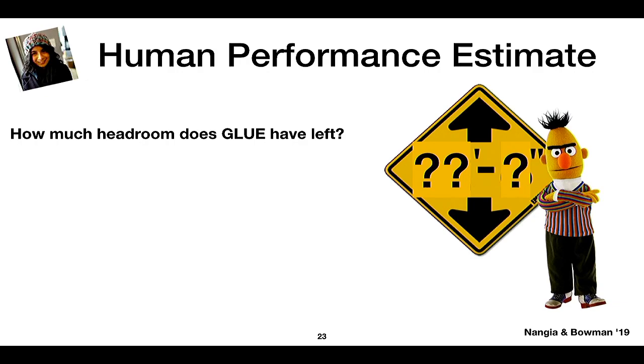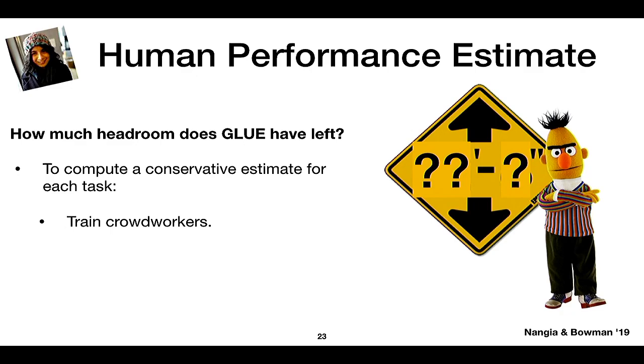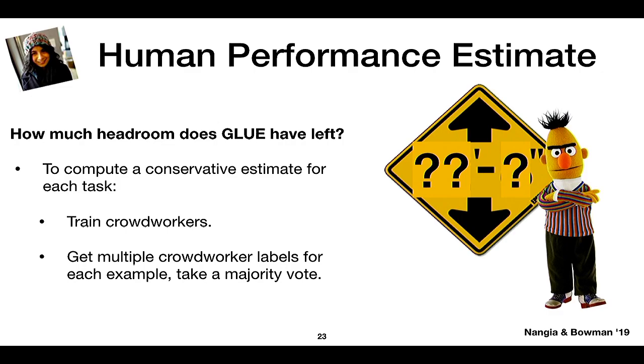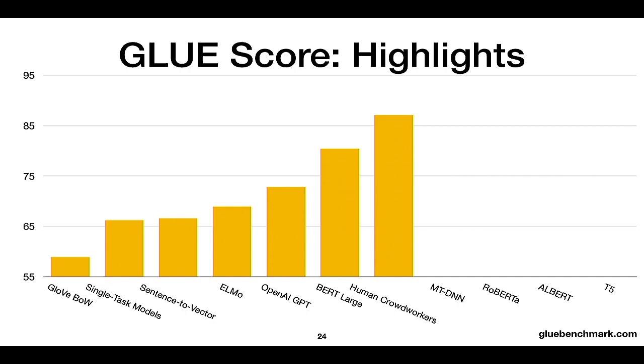For each of the 9 tasks, we trained crowd workers on the task using both instructions and some interactive mode training data. We got multiple labels for each test example from multiple annotators and took a majority vote. It's not the absolute gold standard human evaluation, but it should give us a reasonable clue of how well one can easily do on these tasks. And humans do significantly better than BERT, about a 5 or 6 point difference.